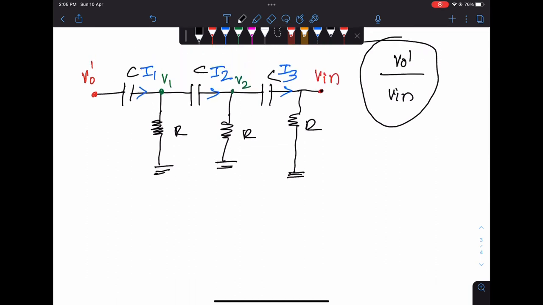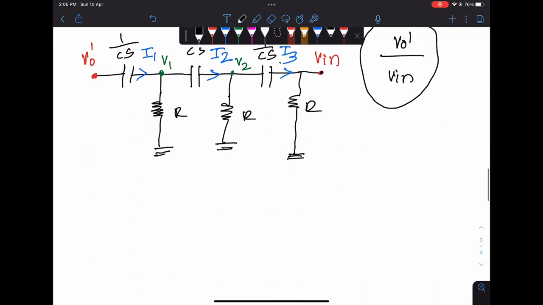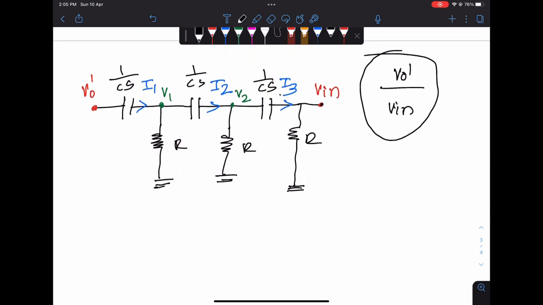So the current I3 is nothing but... first we want to relate V0, our aim is to relate V0 dash to Vin. So first we are converting the circuit to the Laplace domain. So instead of capacitor, it is 1 by Cs. Okay. So V2 minus Vin equal to 1 by Cs into I3 according to KVL.